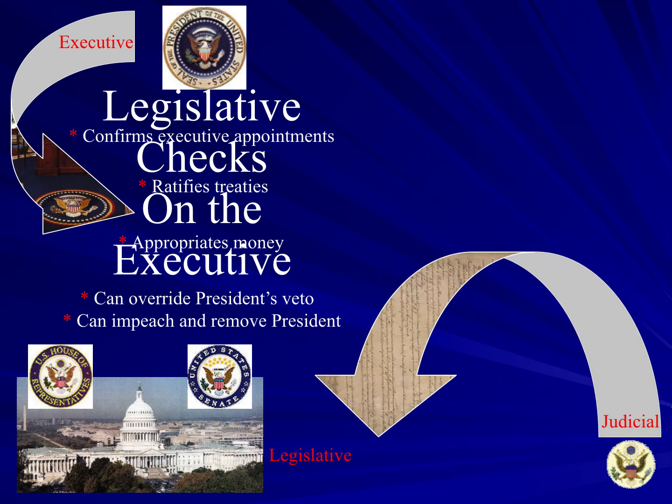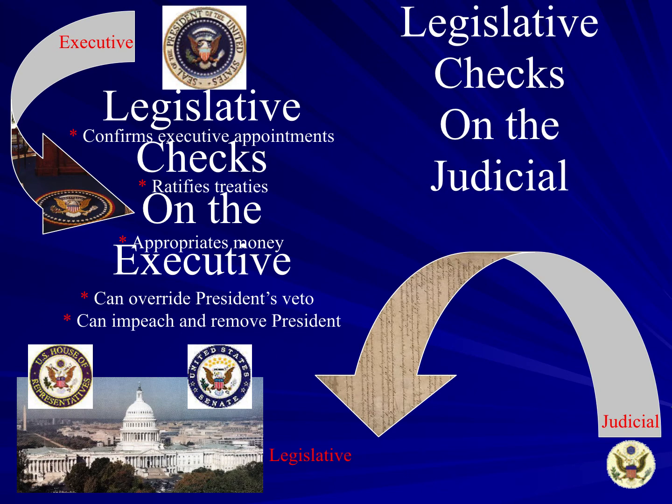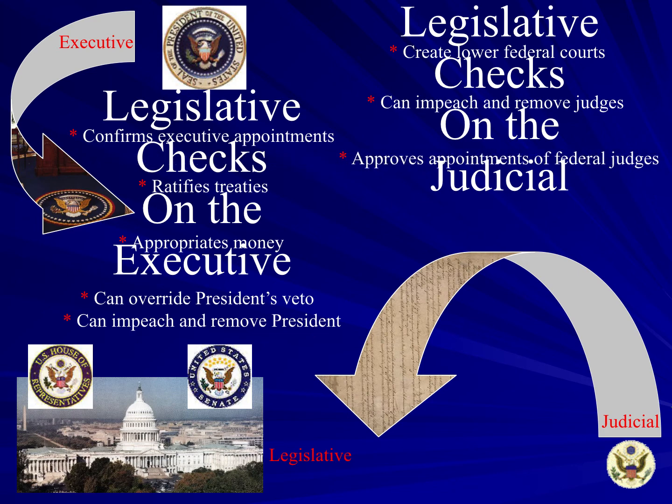Okay, so the judicial branch. The legislative checks on the judicial. They create lower federal courts, they can impeach and remove judges, just like Trump was impeached, not removed. And they approve appointments of federal judges.